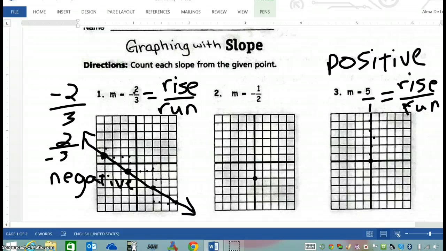Now, I want to go in the other direction. So instead of going up 5 and over 1, I'm going to go down 5, 1, 2, 3, 4, 5, and to the left 1. And now you can see that I have 3 points. All I'm going to do is connect these points. Hopefully your line is more straight than mine. Mine is hard to draw.